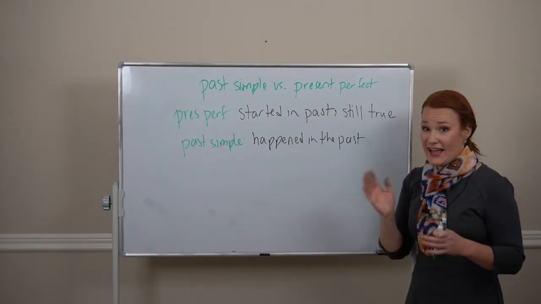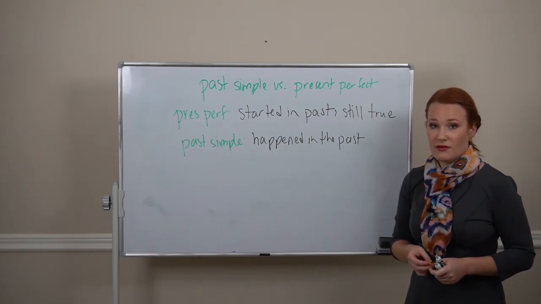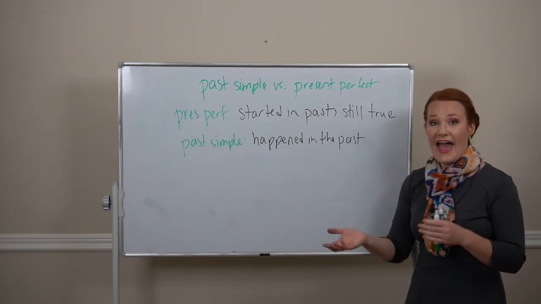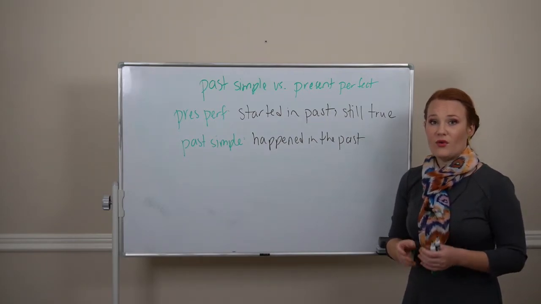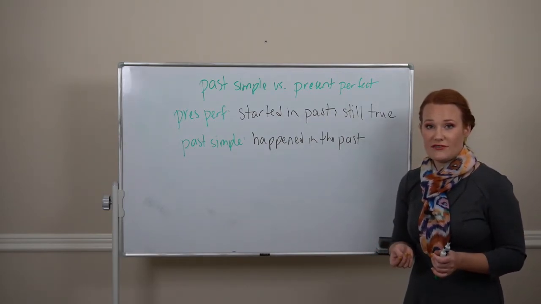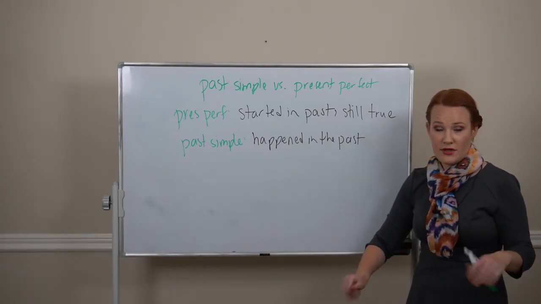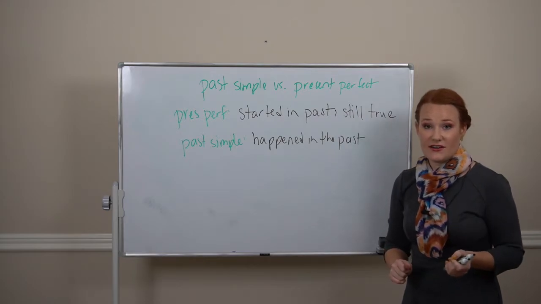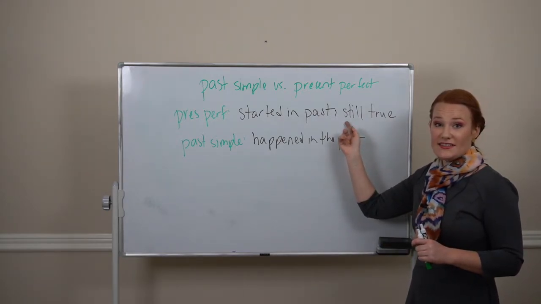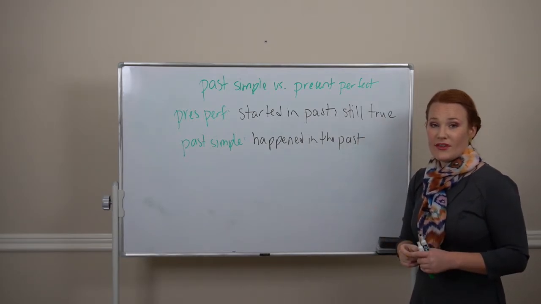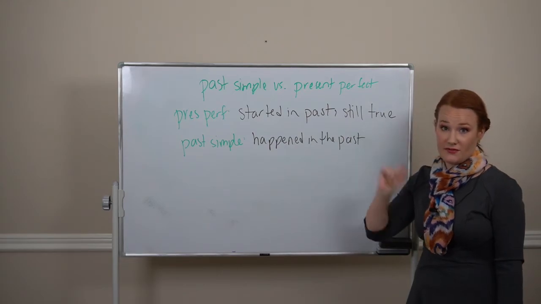So I can say, I worked there for 5 years. Or, I have worked there for 5 years. When I use past simple, I worked there for 5 years, that means I don't work there anymore. When I say I have worked there for 5 years, that means I'm still working there. That is still a thing that's happening. So if it's finished, use simple. If it's still true, use perfect.